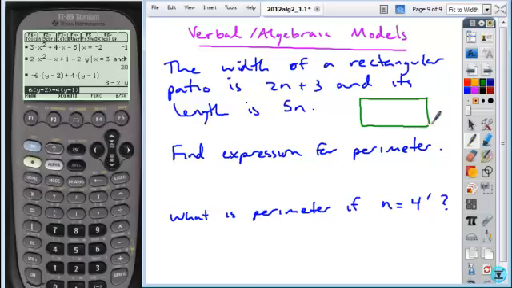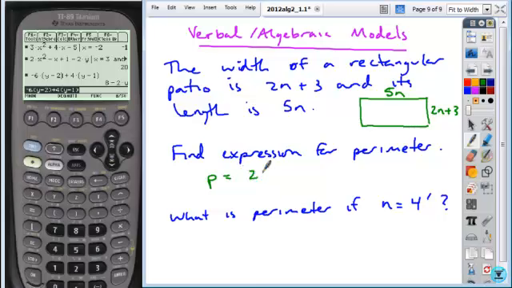All right, so if we look at this, often you're going to require a picture to help out. So if we have a rectangle patio, the width is 2n plus 3, and the length is 5n. Okay, what is the expression going to be for perimeter? Perimeter is equal to what? How would we find that? Perimeter of a rectangle can be found by doing what? Yeah, just add the sides twice.